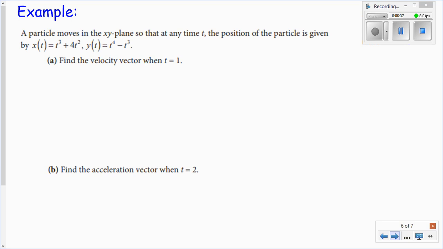All right, here's an example. A particle moves in the xy plane so that at any time t, the position of the particle is given by x of t and y of t. Find the velocity vector when t equals 1.